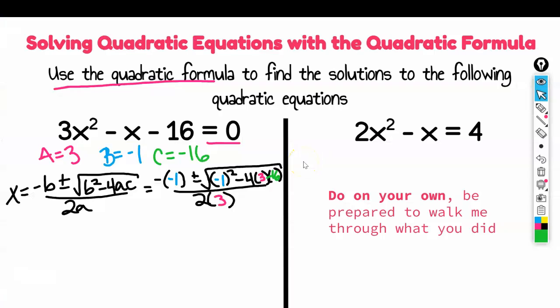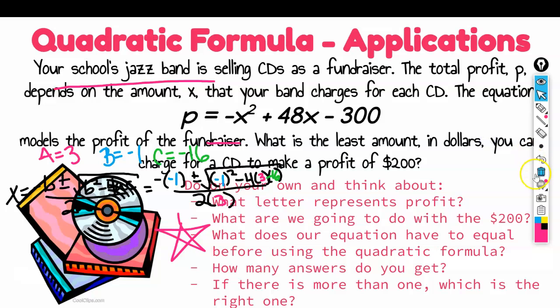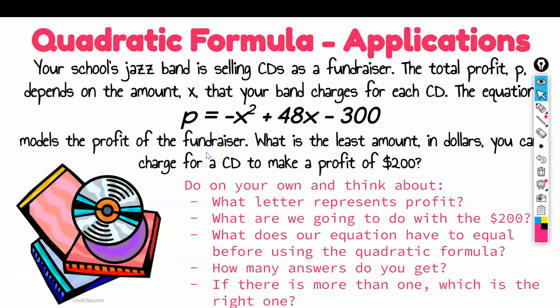So honestly, the biggest thing to me is that you are able to use this formula. You should be able to use this formula and figure out what to substitute where. So on the next example, please do it on your own and be prepared to walk me through what you did. All right, and finally, we have a word problem.